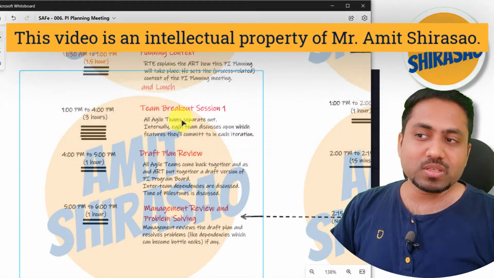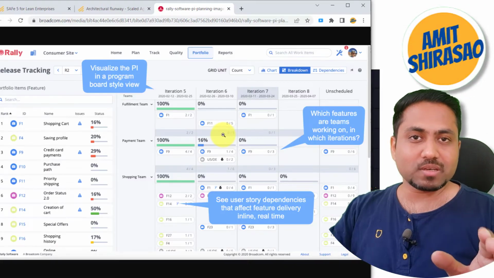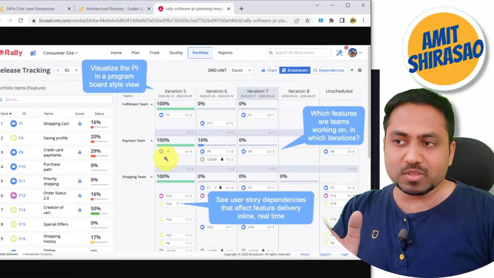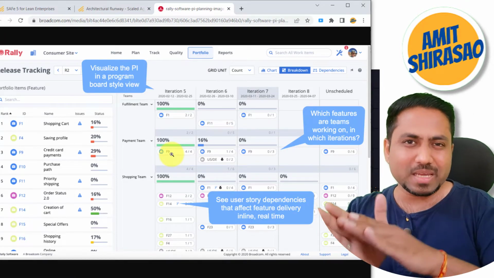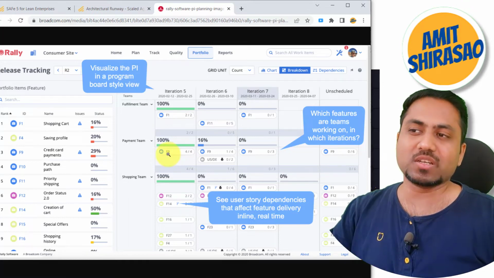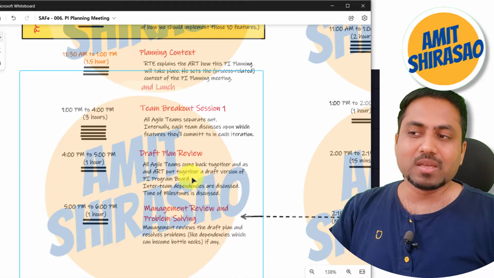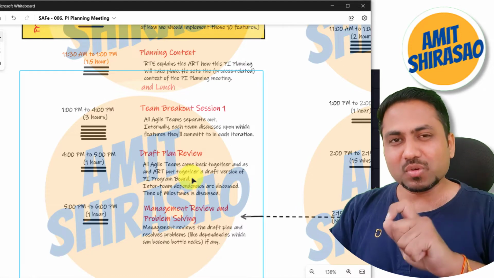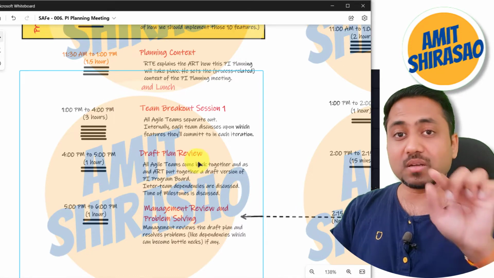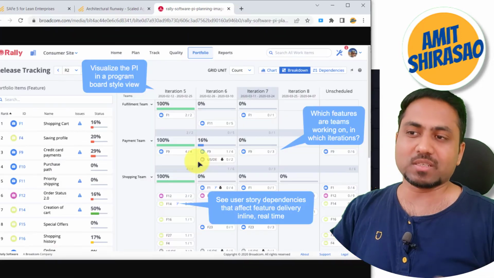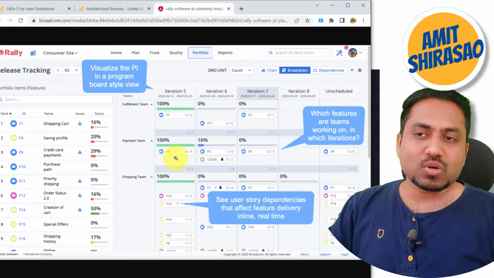The main thing that they do in the team breakout session is just to see whether this team is going to pick up all the stories and whether their capacity adjusts or not. That is the main thing they are actually doing in this particular team breakout session. Okay, so very few problems come during the draft plan review, but they mostly come due to capacity only.